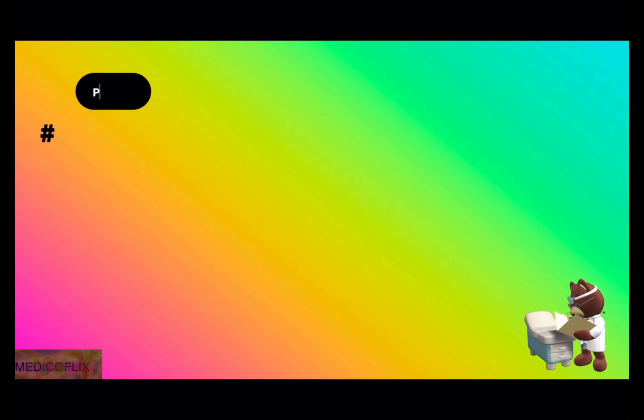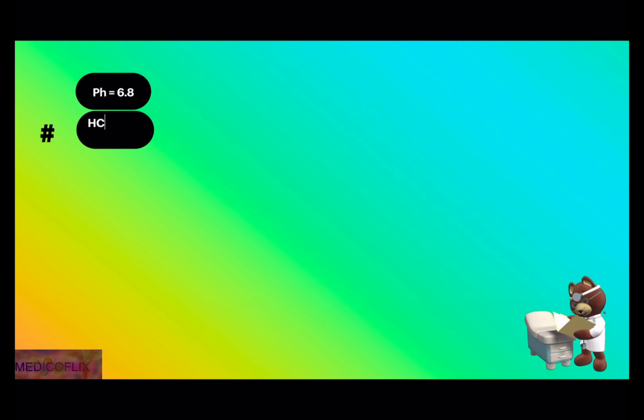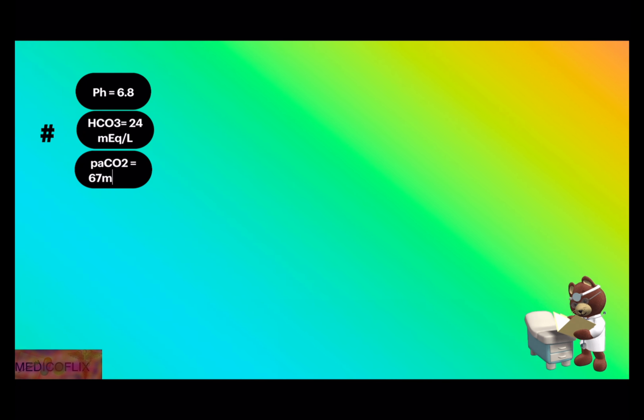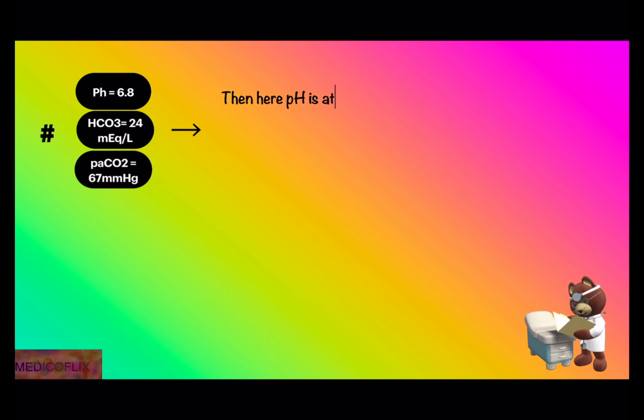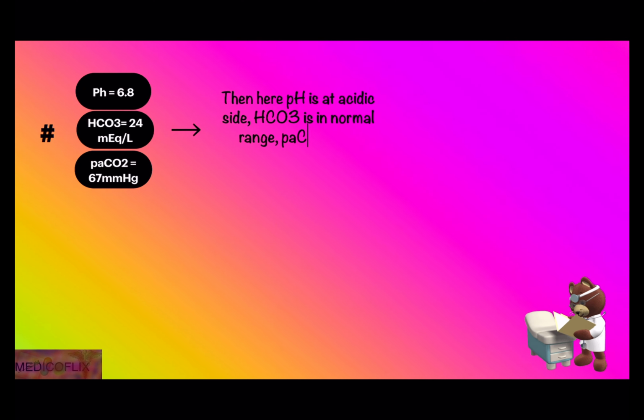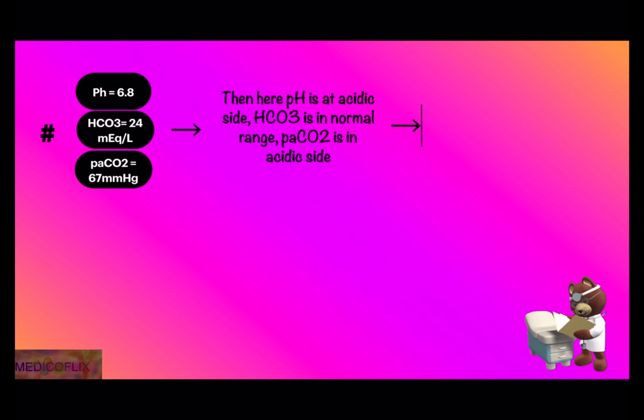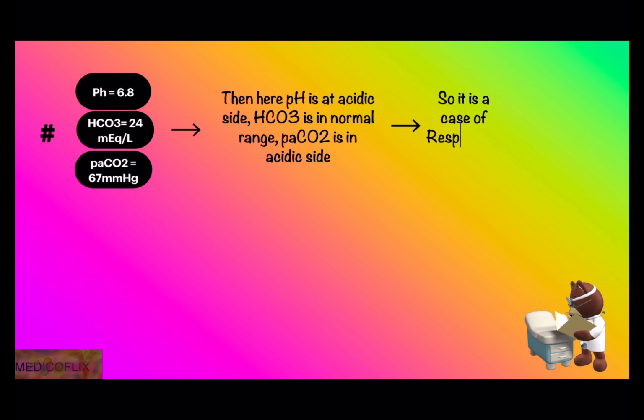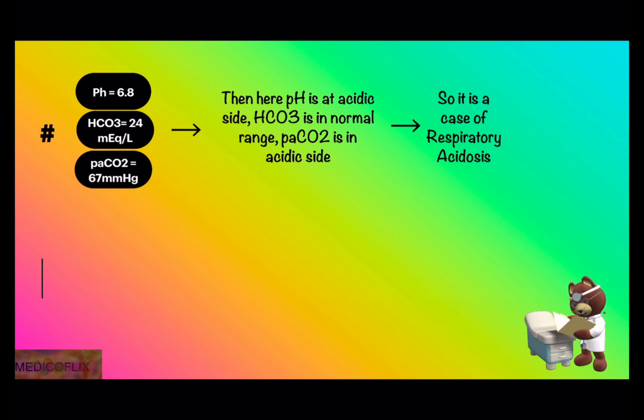Let's see an example where pH is 6.8, bicarbonate is 24 MEq per liter, PaCO2 is 67 mmHg. Then here pH is at acidic side. Bicarbonate is in normal range. PaCO2 is on the acidic side. So now we can say that it is a case of respiratory acidosis.